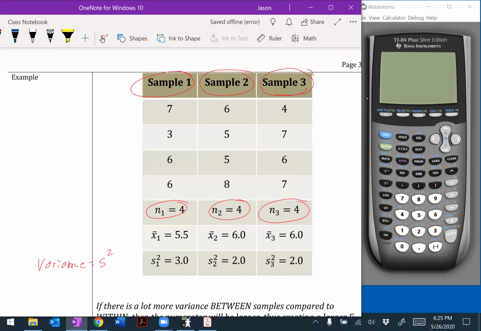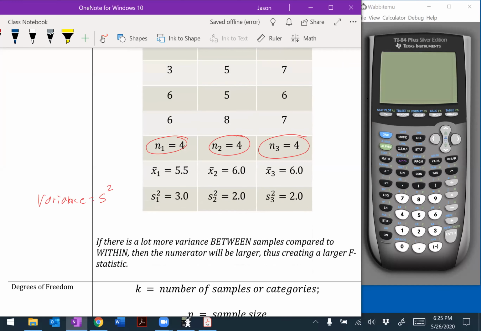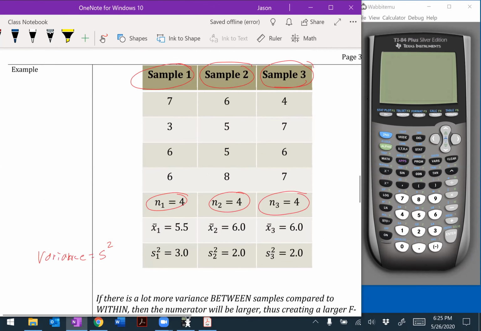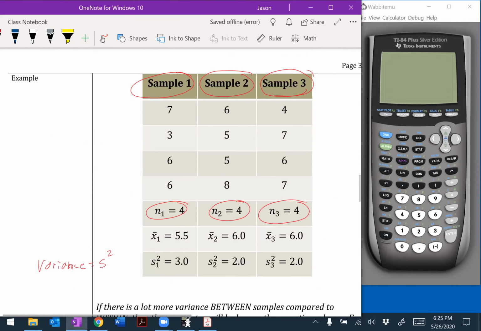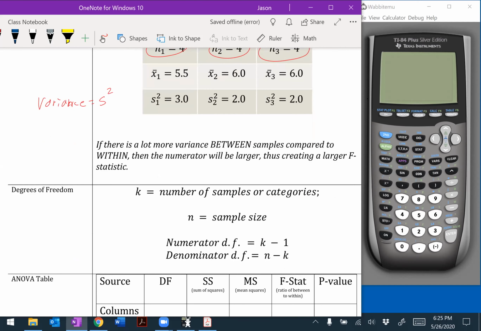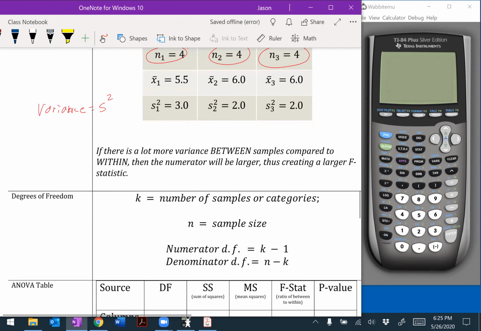Okay, so S1 squared is 3.0, S2 squared is 2.0, and S3 squared is 2.0. So they roughly have similar variances as well. They're very similar data sets. So we'll see what happens here. Hopefully we're gonna calculate these. Oh yeah, we do. We have to calculate it, which is good.